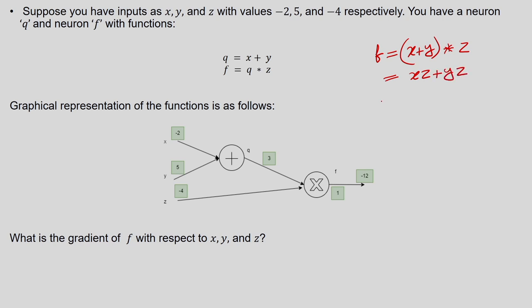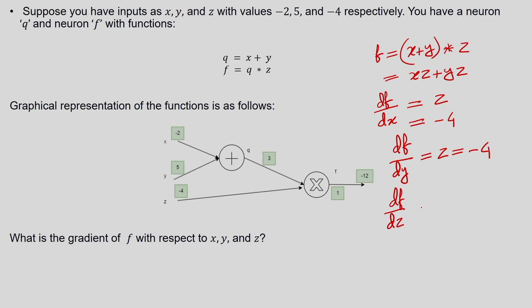When you differentiate with respect to x, df by dx will be z. The value of z here is minus 4. And when you differentiate with respect to y, df by dy is also equal to z, so it will be minus 4. And the final one is df by dz. This value will be x plus y, which is equal to 3.